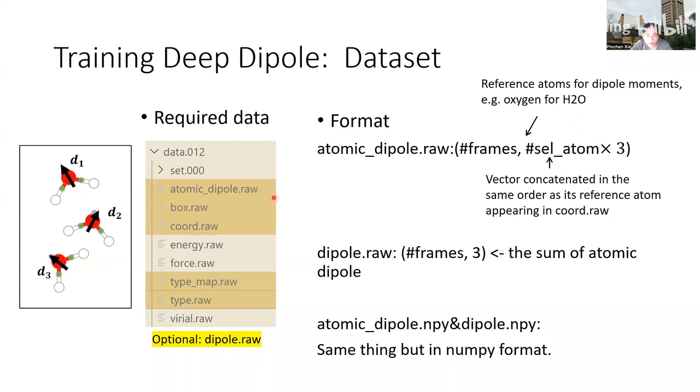In addition to the atomic dipole.raw file, you're also allowed to provide a global dipole label. It contains the same number of rows, but only 3 columns, because it represents the sum of the atomic dipole. But this file is only optional.